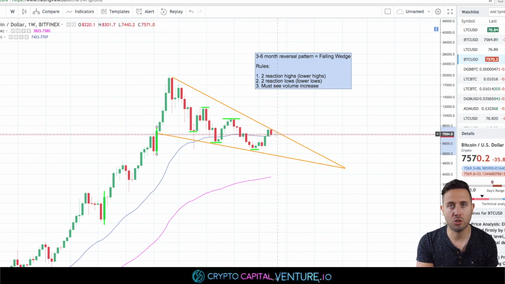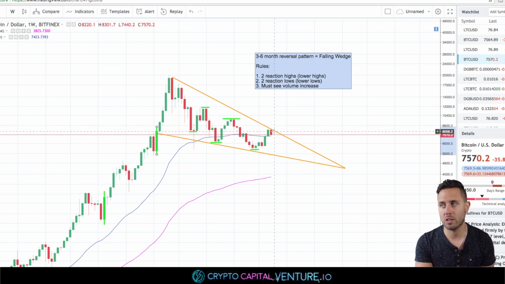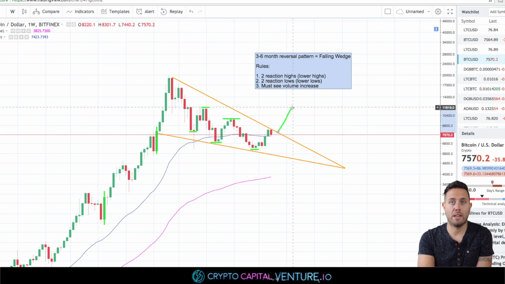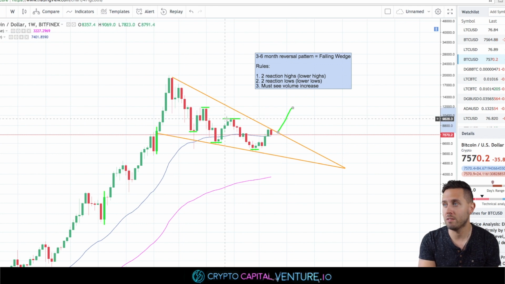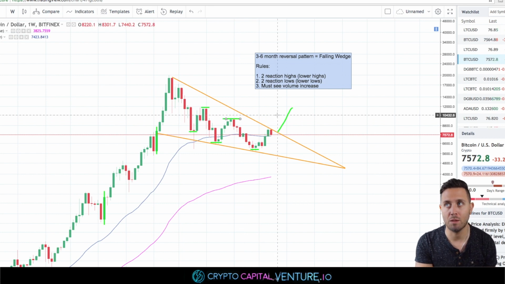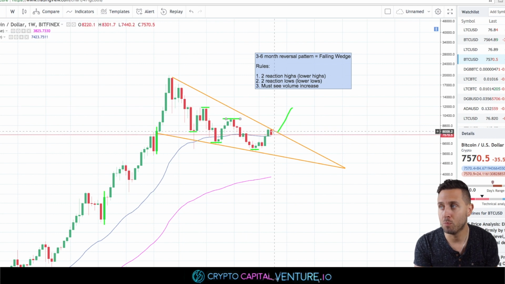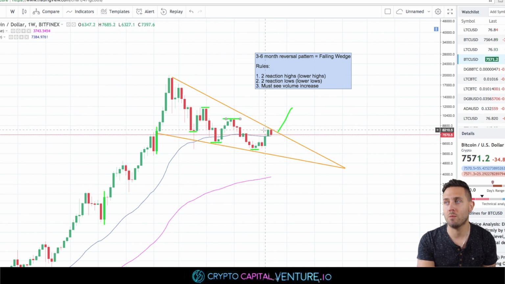We're at the upper trend line of this falling wedge. So scenario 1 is a breakout. We get the volume we need. Everybody sees us break this previous lower high at around $9,900, $10,000, and we're off to the races in a bullish scenario.